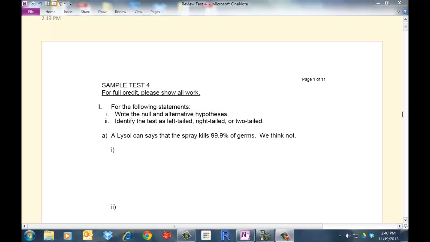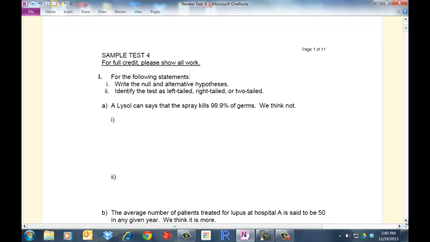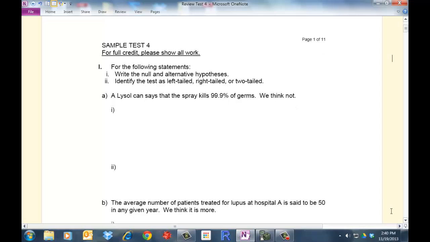So let's get going. First part of the exam is going to contain a few problems just to get you in the mood of thinking about hypothesis testing. So for part 1, we've got for the following statements, write the null and alternative hypotheses. And then part 2, identify the test as left-tailed, right-tailed, or two-tailed.